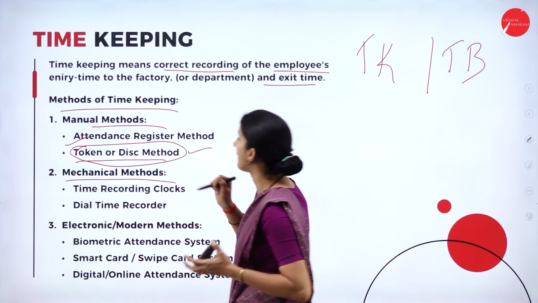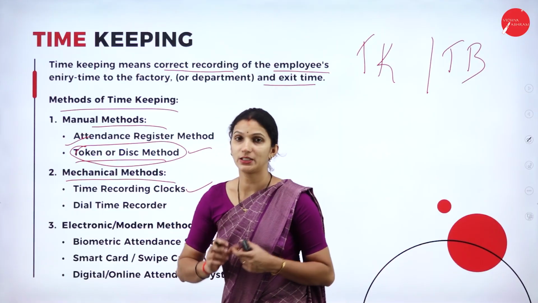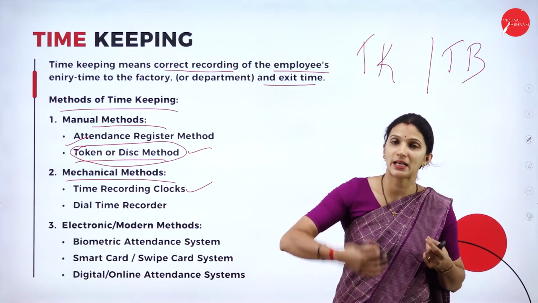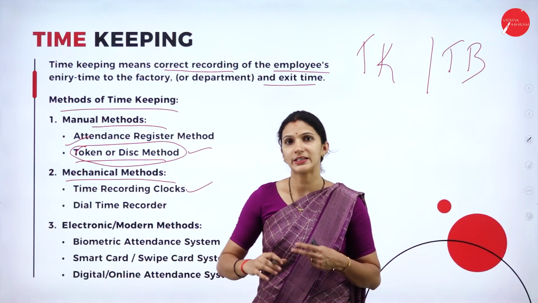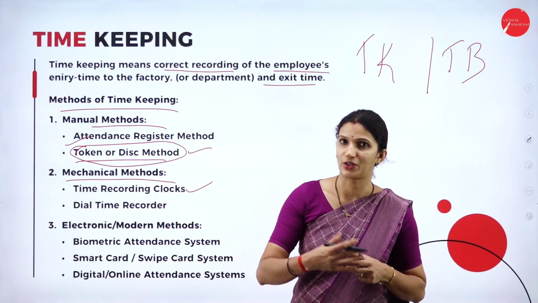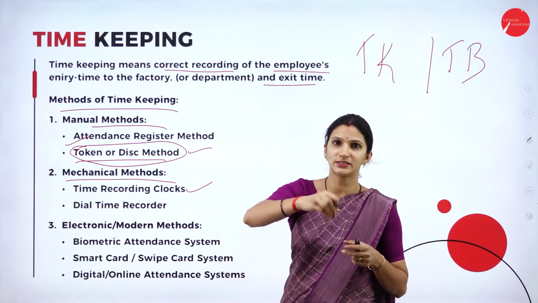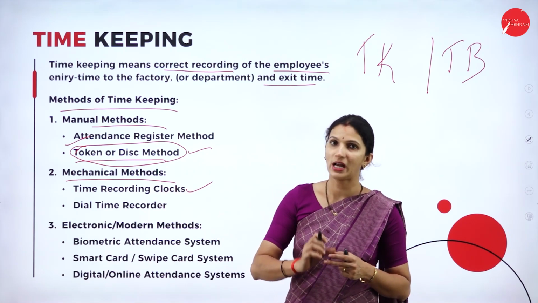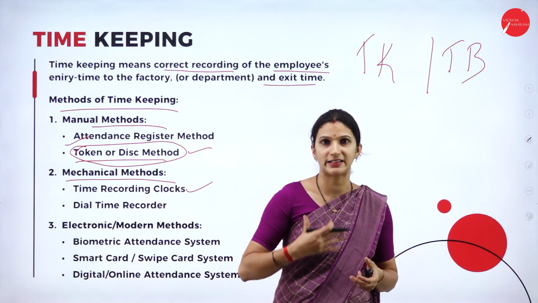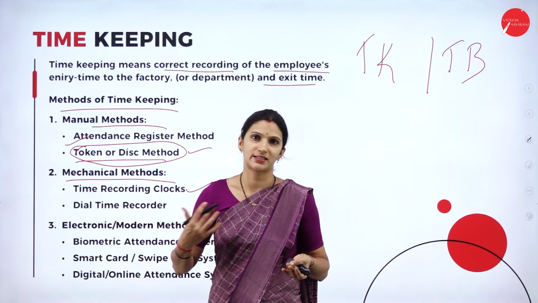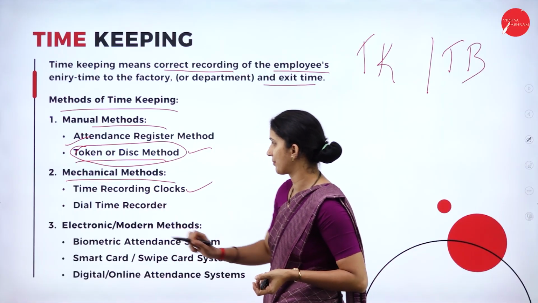Another one is the mechanical methods. Under the time recording clock method, one special clock is placed at the entrance of the factory, and each worker is allotted a time card. Whenever he enters the factory, he inserts that card into the clock, and automatically the clock records his entry time, and the exit time is also recorded automatically. So that is the time recording clock.